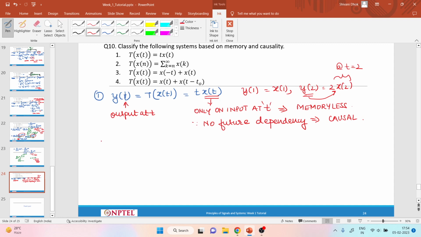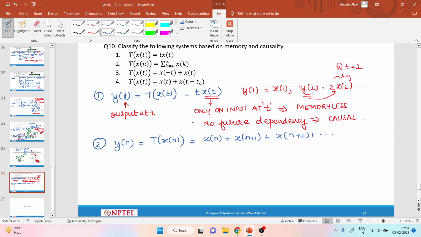Now let us look at the second one. This second one is a discrete time system, and y of n is the output of the system T of x of n, which is equal to, let us simplify this, summation with k varying from n to infinity of x of k. So it is x of n plus x of n plus 1 plus x of n plus 2 and so on.